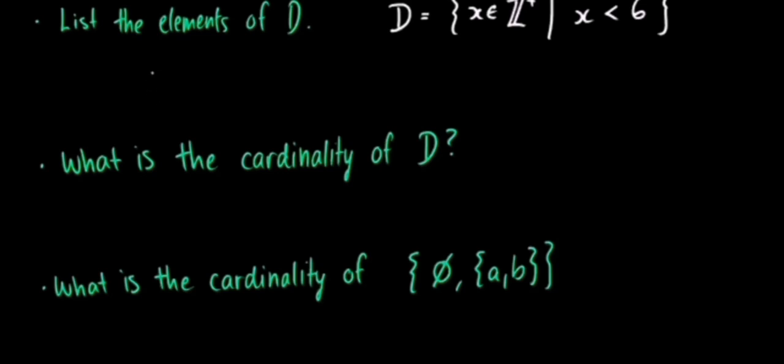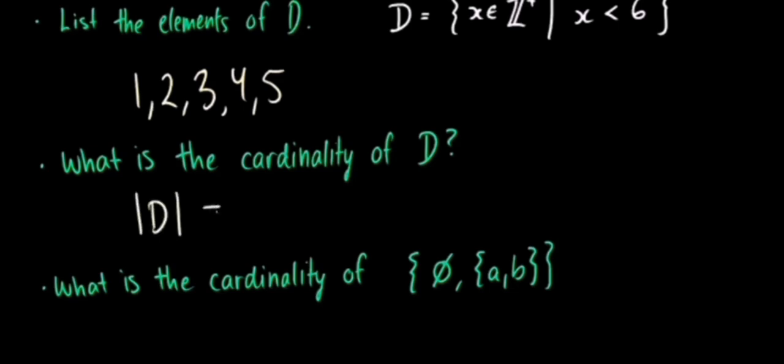Let's do this in a different color. 2, 3, 4, and 5. Can I add 6? I can't add 6 because x is not less than 6. Can I add 0? Well, I can't add 0 because I specifically want the x's that are in positive integers, and 0 is not a positive integer. Okay, what's the cardinality of D then? Well, this is easier because I've already written out all the elements in my set. So I see there's 5 things there. So I can say the cardinality of D is equal to 5 because it contains the numbers 1, 2, 3, 4, and 5.